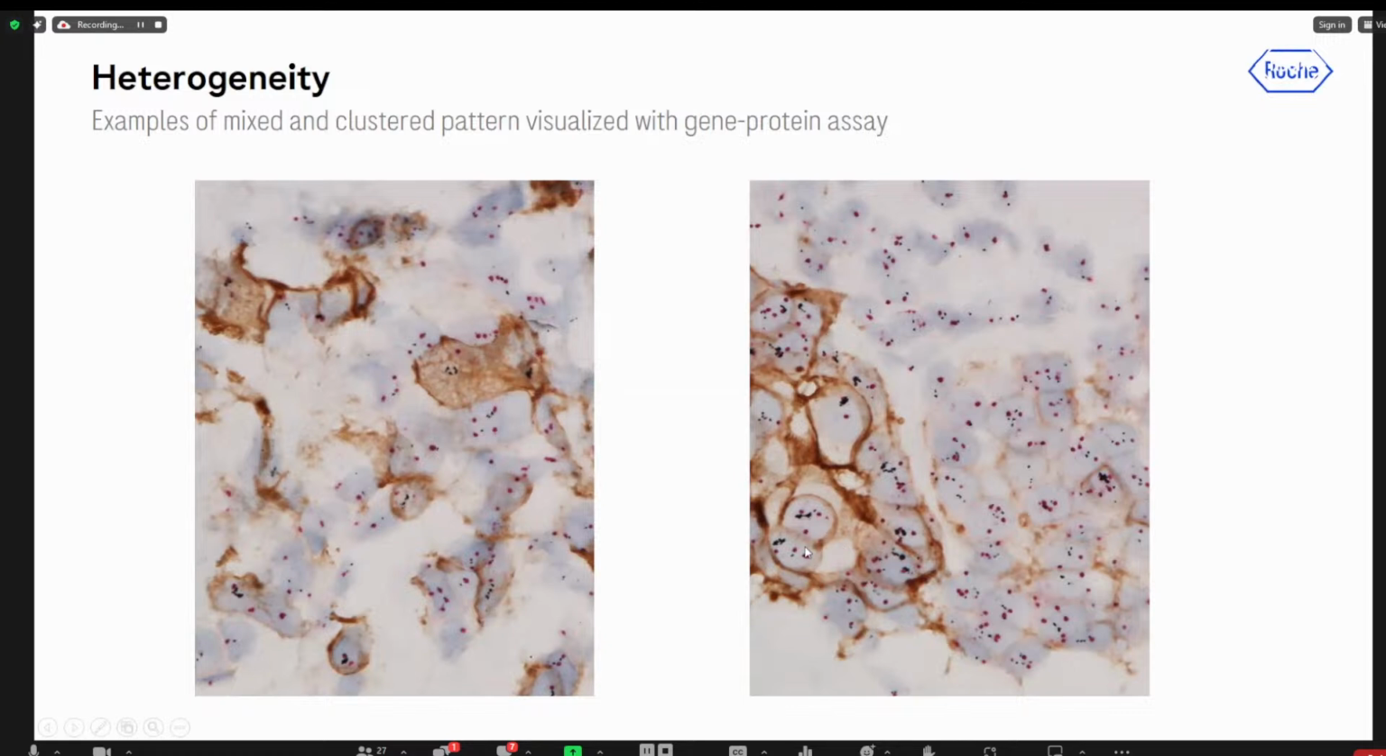cluster case here on the right, and you can see that you have more of the HER2 copies in these cells that also present more of the protein. So just to illustrate for heterogeneous cases.